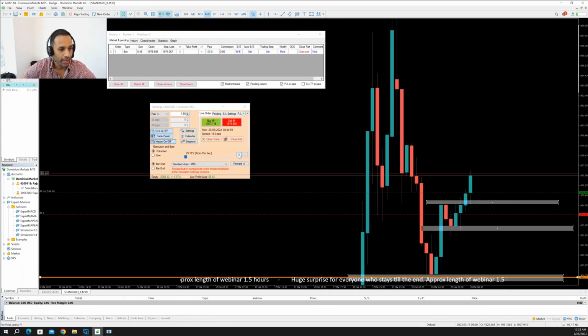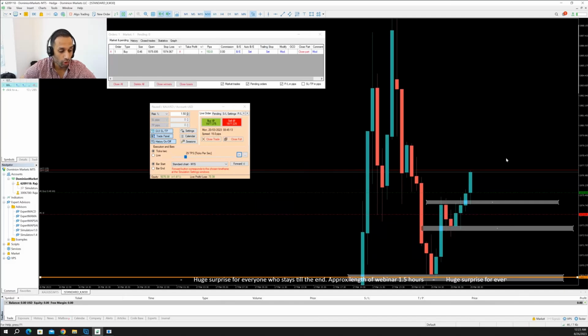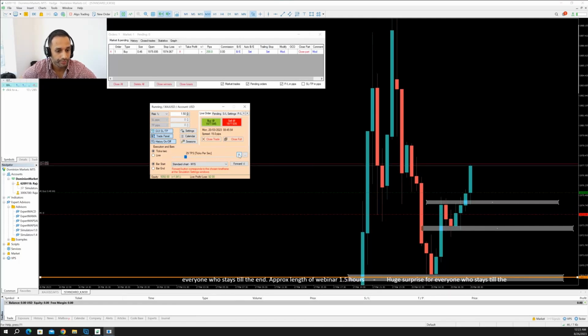So the 15-minute candle is about to close. Let's take a look at the 15-minute candle. 15-minute candle has closed a very strong bullish candle. The 30-minute candle is still open. So we're going to wait to see how this 30-minute candle is going to close, and then we're going to decide what we are going to do.